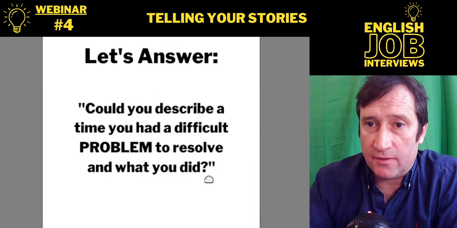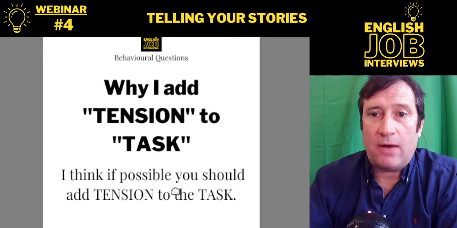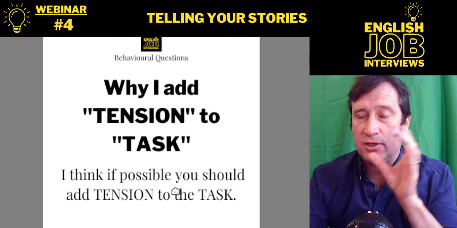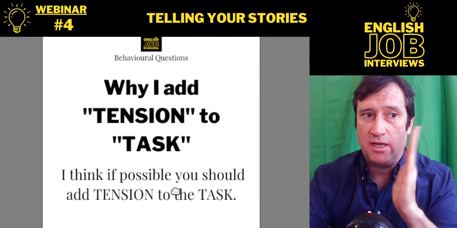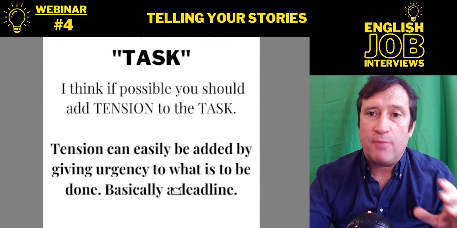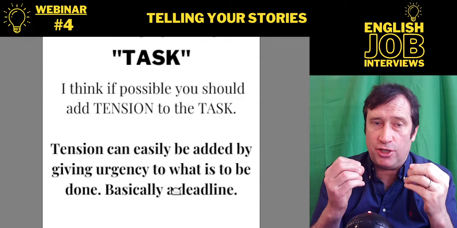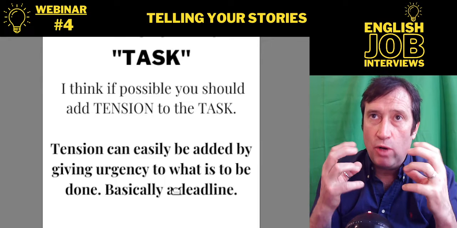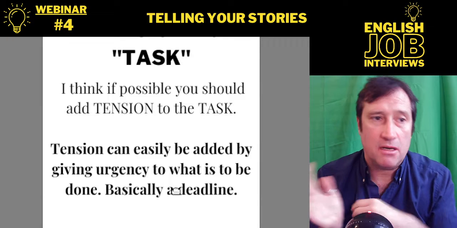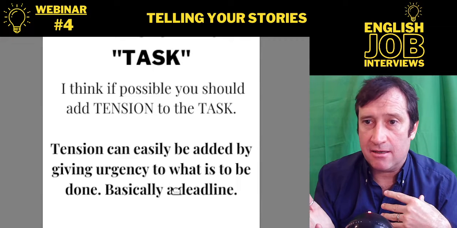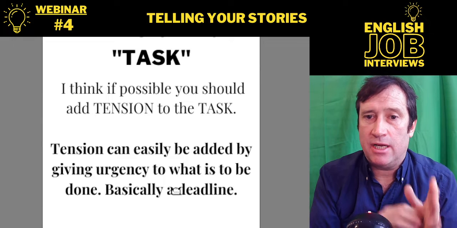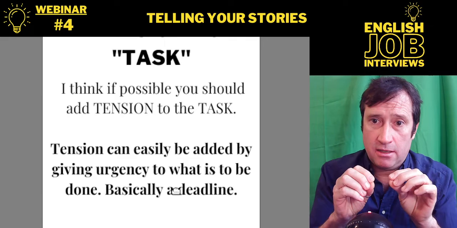That's an example of a story. And now, why do I add tension to the classic STAR, which includes the word task? So it's normally situation, task, action, result. And I include the word tension because I think if possible, you should add this tension. You should add this pressure, that you're working under pressure. You're not just thinking, oh, I had a couple of weeks to solve this problem, so I spoke to this, already relaxed.